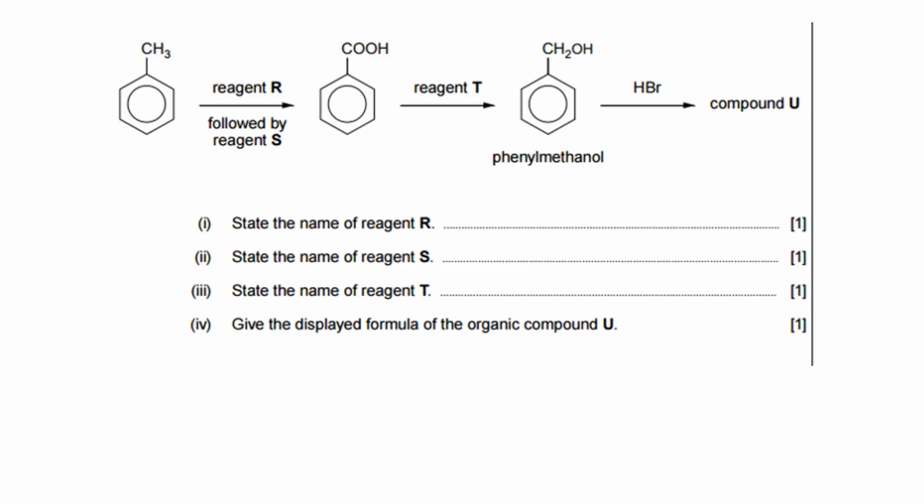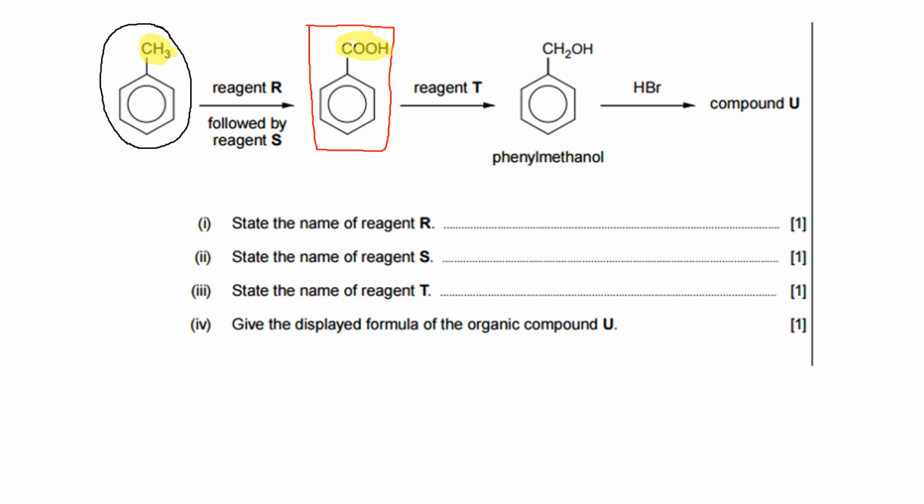Okay, so in this question here, you've got a benzene ring with a methyl group. That is your starting point. That's methylbenzene, sometimes called toluene. And in the first step, you are converting the methyl group to a carboxylic acid. I always like to highlight the bit of the molecule that's changing. You're going from a methylbenzene to a benzene with a carboxylic acid group. That's the only bit that's changing.